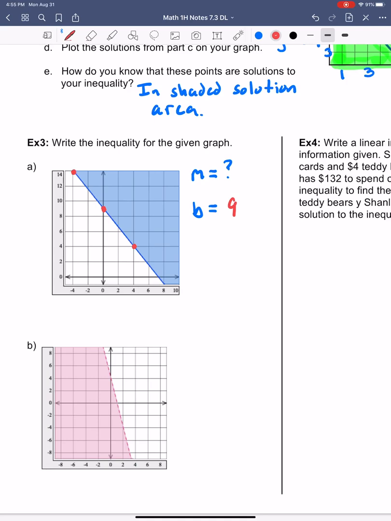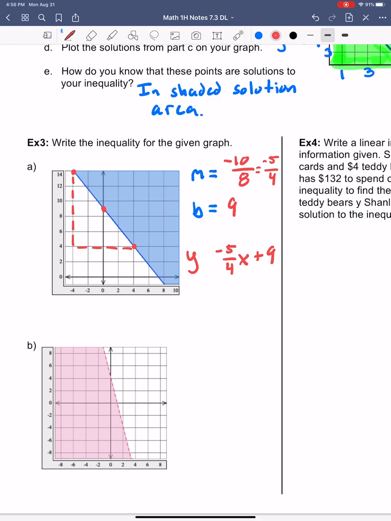and it looks like we're going down 2, 4, 6, 8, 10, so that's down 10. So for my rise, I have negative 10. And then I'm going to go over 2, 4, 6, and 8, over 8. And I could reduce this to negative 5 over 4. And so I end up here with my equation looking like this. Y, I have negative 5 over 4 x, and then a plus 9 for the y-intercept.